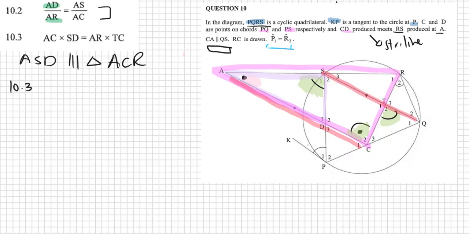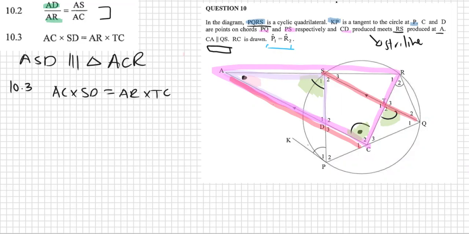So this fantastic looking thing. We have to prove that AC times SD is equal to AR times TC. There are a few things that I always look at: are we looking at the prop theorem or similarity? Probably we're going to be looking at either prop theorem or similarity to work in this proof. And then I try and figure out which sides we're working with here.